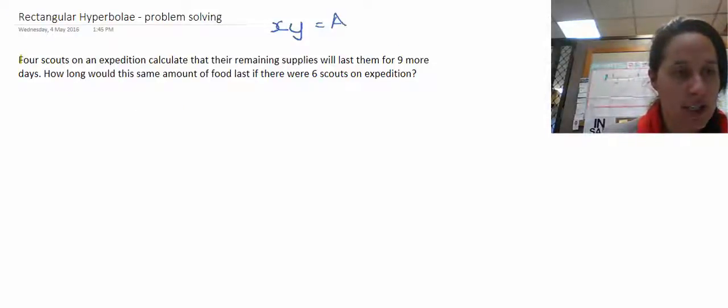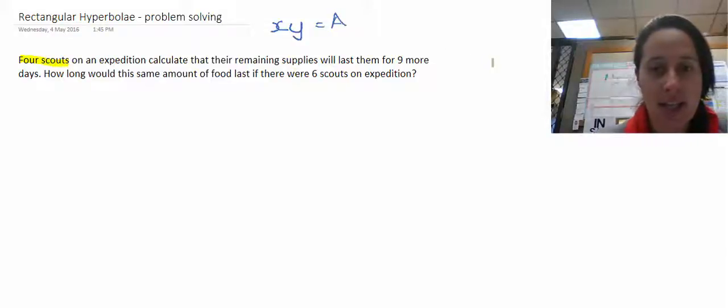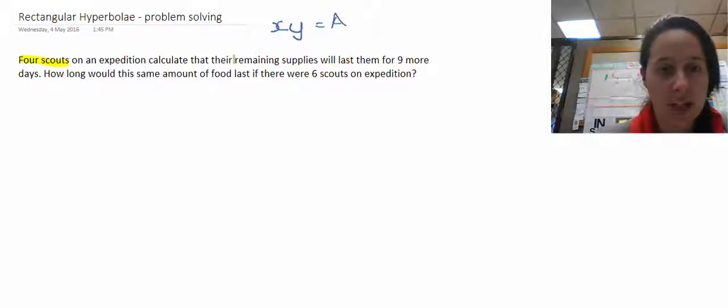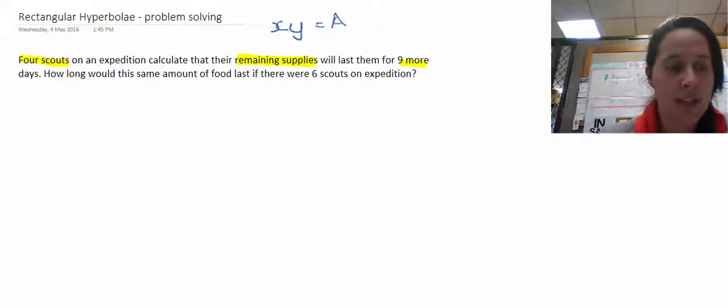So the information we've got here is that there are 4 scouts, the remaining supplies, so this is what we are considering, and also 9 more days. So basically there's a relationship between the amount of food, the number of scouts, and how many days the food will last.